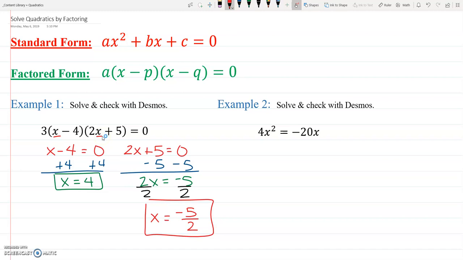Let's look at 4. If I put a 4 right here, I would get 2 times 4 is 8. 8 plus 5 is 13. All right, fine. And then when I also put it over here, 4 minus 4 equals 0.